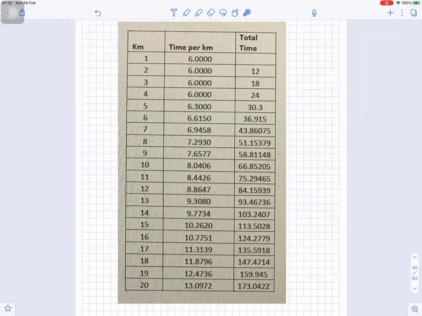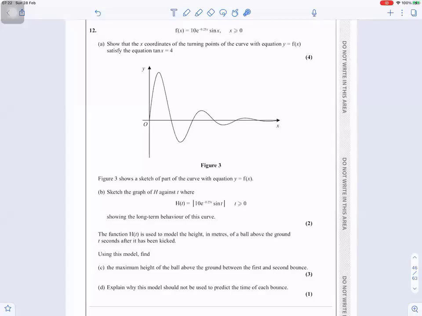So this is a table which you can generate from your calculator. You have these kilometers, time per kilometer, and then the total time. So that's something for you to think about. Question number 12. Show that the x-coordinate of the turning point of the curve with equation y equals f of x satisfies the equation tan x equals 4.